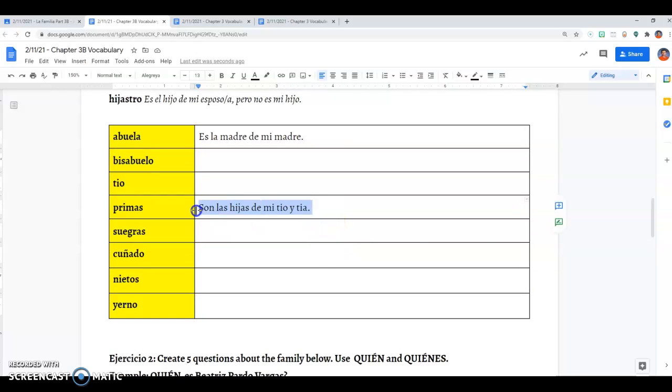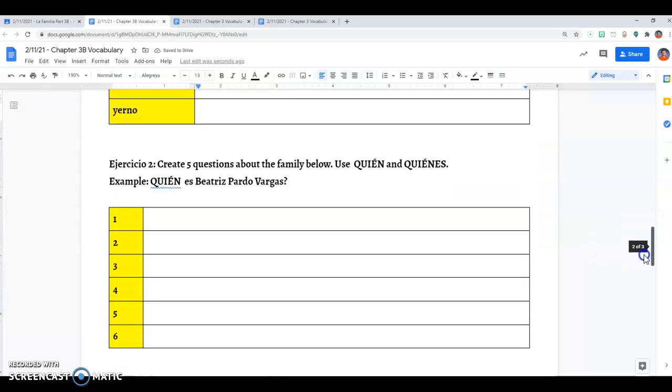All right, so let's try another one here. Okay, how about we try nietos? Now, nietos are grandchildren. And the grandchildren are children from my children, right? So, son, the children, los hijos de mis hijos. They are the children of my children. So it doesn't have to be very complicated.